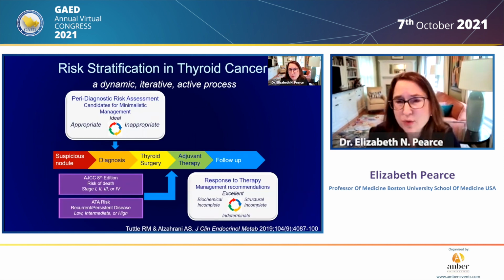And this is a concept that really was first advocated by Mike Tuttle, and that has been incorporated into current ATA guidelines. But this concept that at the time of operation, we do some initial staging. We use AJCC staging to look at risk for mortality. We use ATA risk categories that are low, intermediate, or high to look at risk for recurrent or persistent tumor. But then we continue to restage at subsequent visits. So we're always going to be incorporating patients' response to therapy into decision-making and scaling up or down our intensity of surveillance in response to that information.